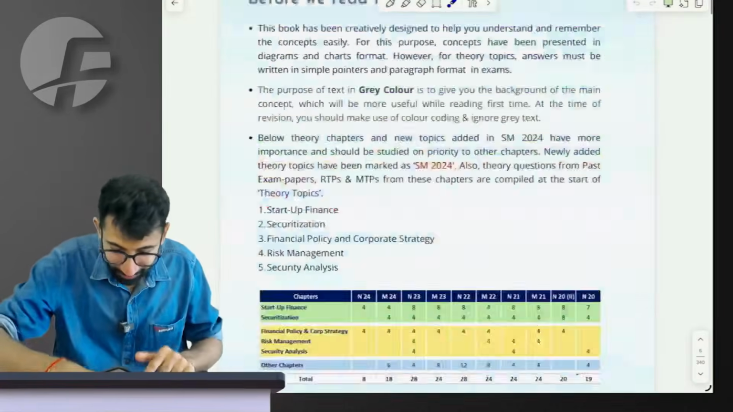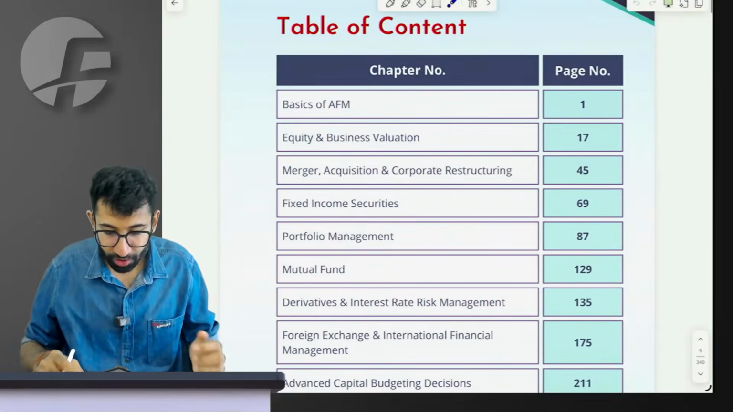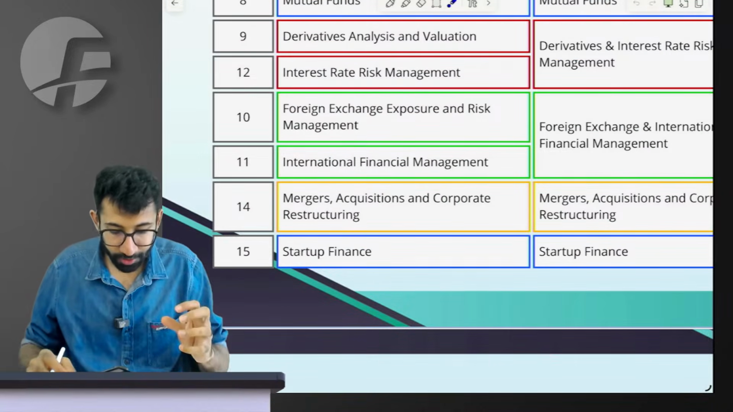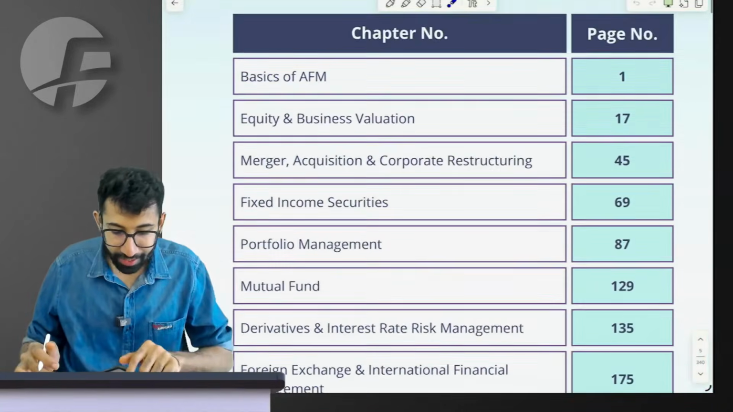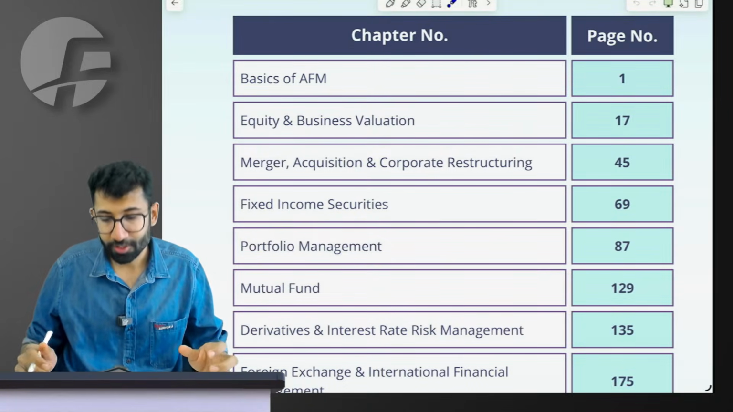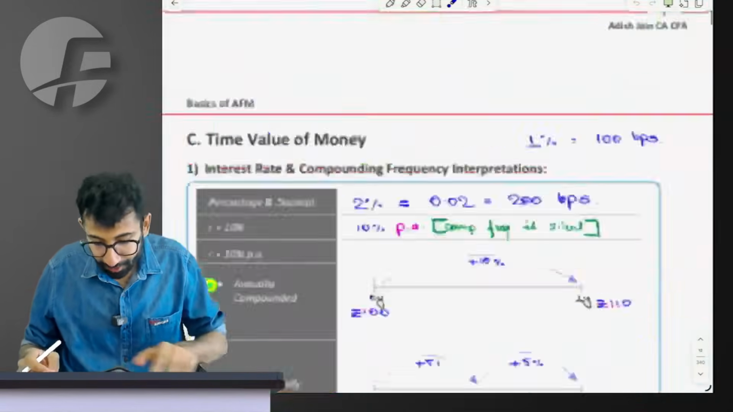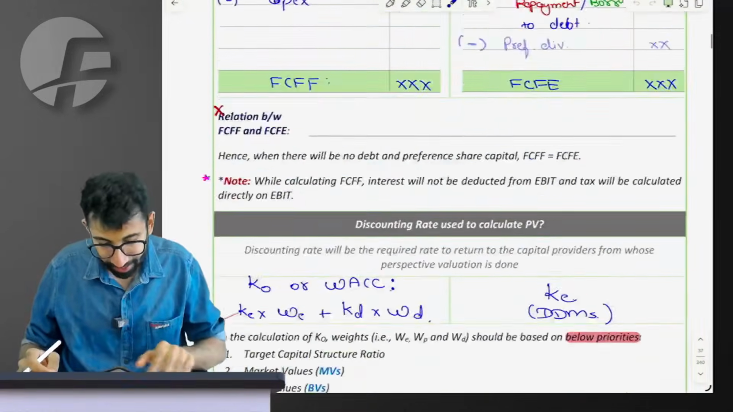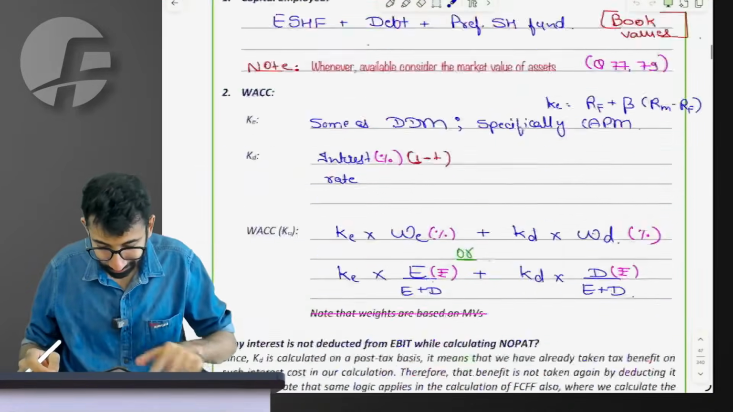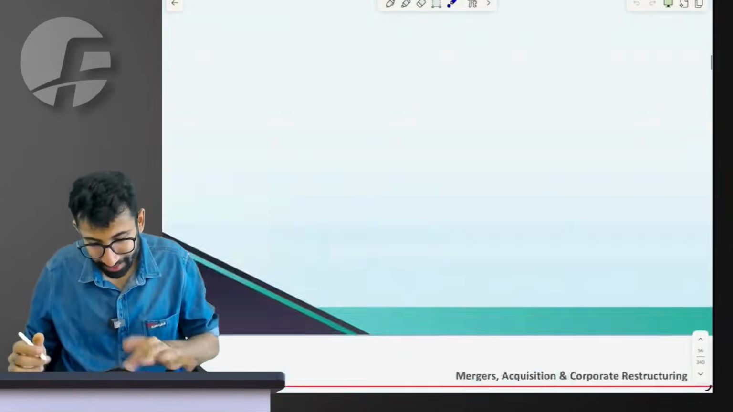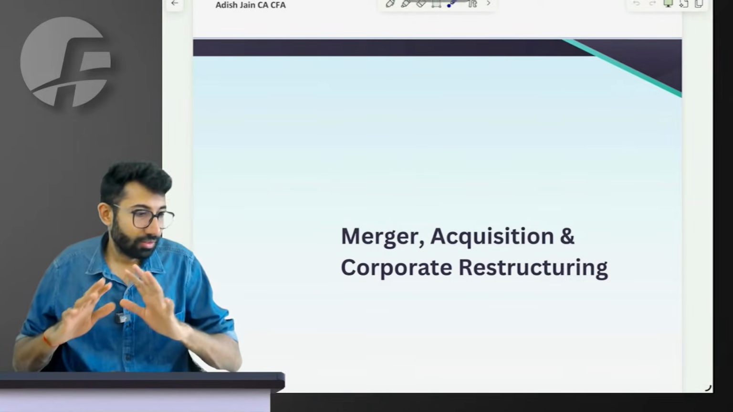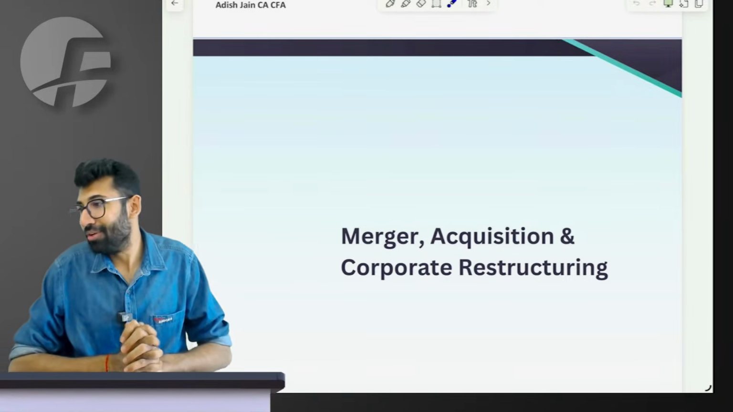Perfect. So this chapter, which is Institute's chapter number 14, mergers, acquisition, and corporate restructuring, is chapter number 2 in our OutNotes and OutScanner. Let me go to that particular page number and tell you what this chapter is about. A very easy chapter, very easy chapter. In this class, some students find this chapter really easy.